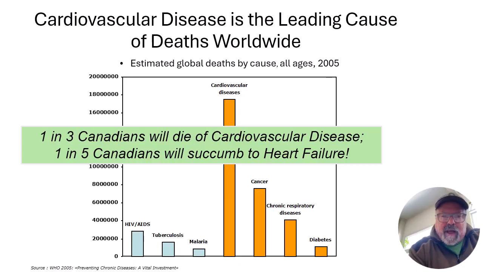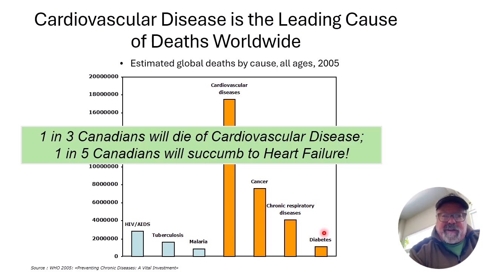We can take a look at the effects of heart disease on the global population by looking at this table, which shows cardiovascular disease is the leading cause of deaths worldwide. We examine the graph in the middle and start with the orange bars. You see cardiovascular diseases far outpaces all the other diseases on the planet in leading to death, including cancer, chronic respiratory disease, and diabetes. And so it's obviously a serious problem that we need to get under control.